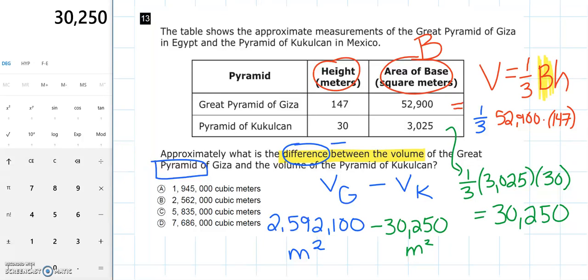So in my calculator, to do a quick shortcut, I'm just going to subtract the 2,592,100. All right, so it's a negative, but I know it's just going to end up being the positive version of this. So it's 2,561,850 as my answer. I'm taking a look at my choices. I'm remembering that they're asking me for the approximate difference. So it doesn't have to be exact. Now the closest one is obviously going to be choice B. So that's your answer. All right, so let's take a look at the next question.